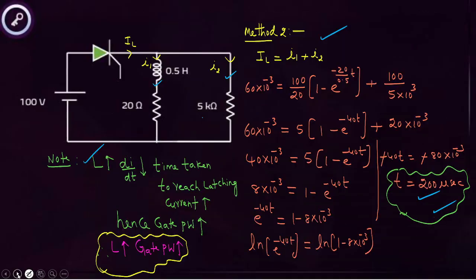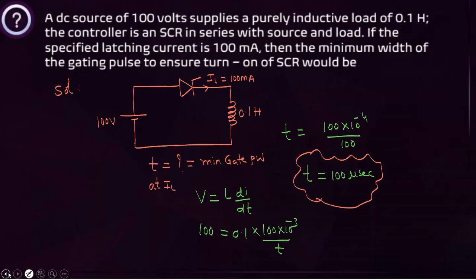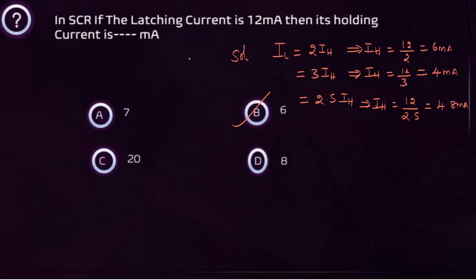problems. What are the problems I have given, students? Those problems you have to practice. And I gave one more problem here. Same model, you have to find the time. V equal to L into di by dt, student. Just substitute the current, the voltage and the inductance, and find the time. That is the time corresponding to latching current. That is the minimum gate pulse width. And I L equal to 2 times of I H. From this we can solve.